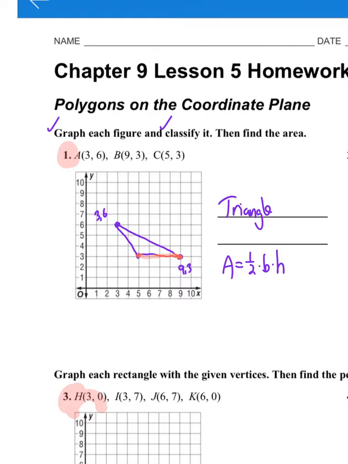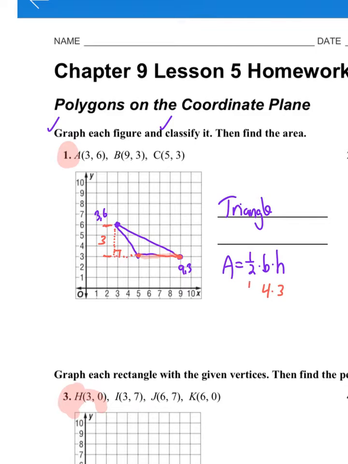Now the height is going to be tricky because with the height, it needs to go straight down so it forms a right angle. So the height is going to be from here to here. All right, so let's talk about it here. First off, the base is going to be 1, 2, 3, 4 units from here to here. So the base is going to be 4. And the height is going to be 3 units from here to here. So here's 1, 2, 3. So the height is 3.